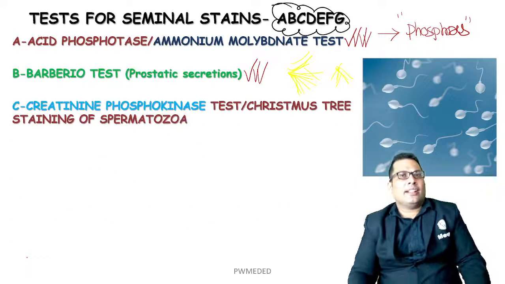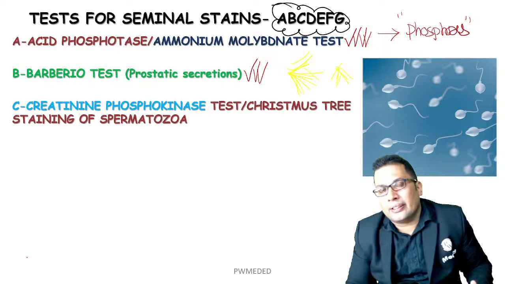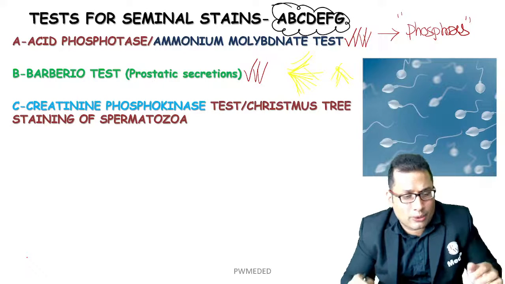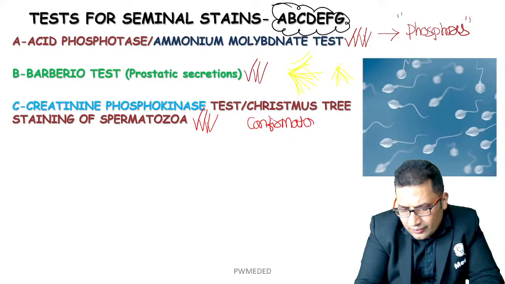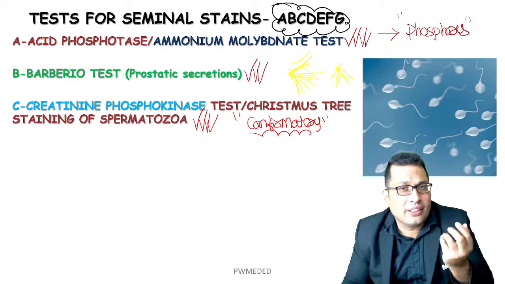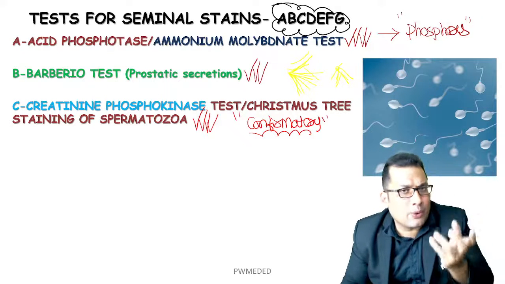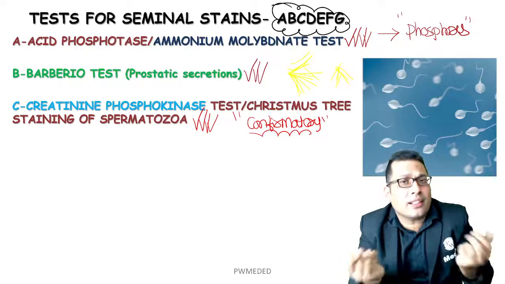Then C for creatinine phosphokinase test, or one more C, that is Christmas tree staining of spermatozoa, one of the confirmatory tests. So when you see the spermatic head in the stain of spermatozoa by using Christmas tree staining, that is a confirmatory test for seminal stain.